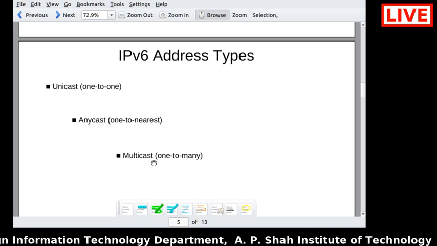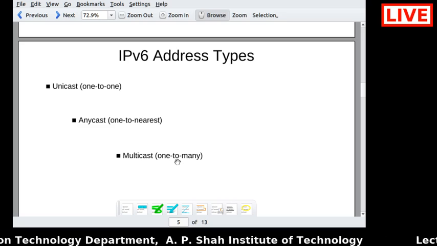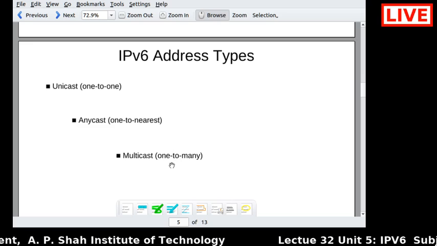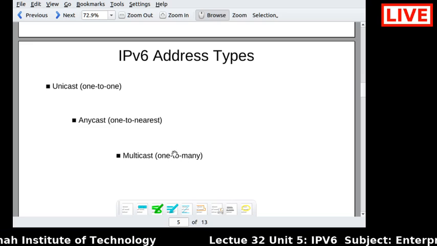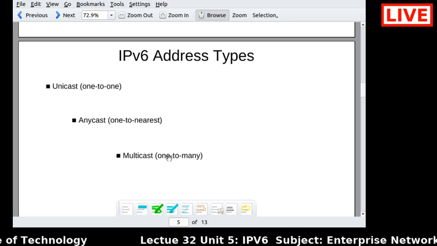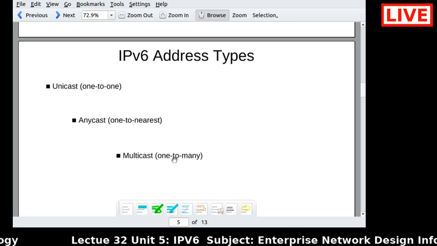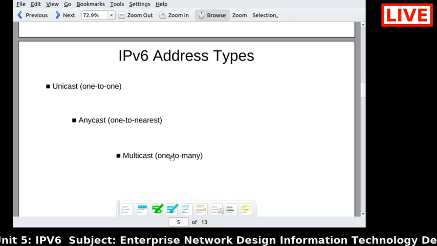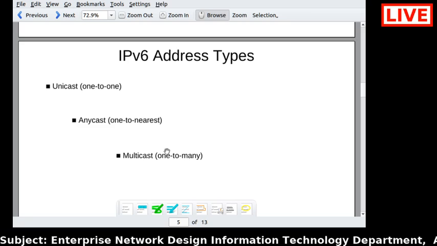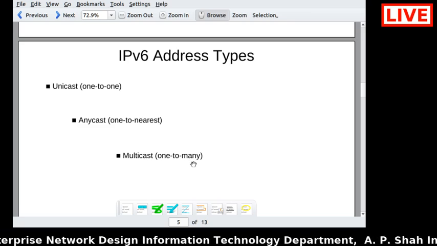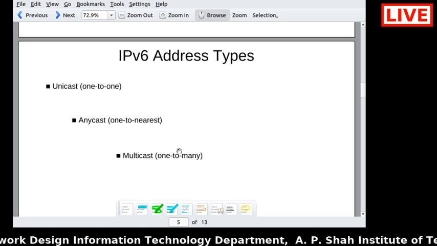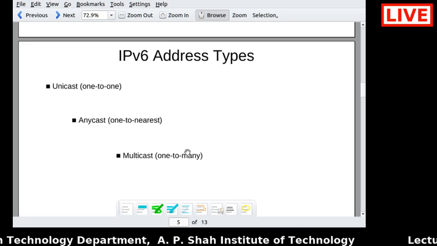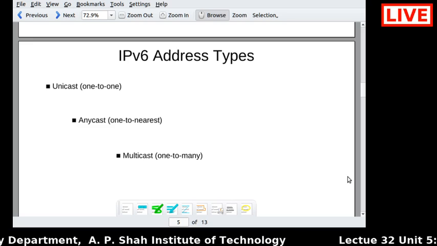And the last one is your multicasting address, that is nothing but one to many, right? It is also similar to your IPv4 multicasting. For an IPv6 multicast address, you identify a set of interfaces, obviously on different devices. And the packet which you send to this multicast address is delivered to all the interfaces identified by the multicast address. So that is also something you need to keep in mind.